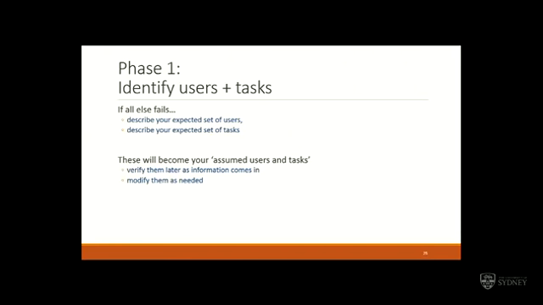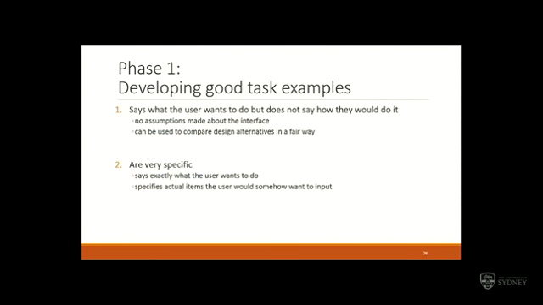So essentially, are these tasks actually what you would want to accomplish? Can you try and use our design to accomplish these tasks? And is there anything we could do better? That type of thing. So with good task examples, the first thing is you want to try and have as few assumptions about the design of your system as possible. The tasks should focus on the goals of the user, the things that the user actually wants to do, but don't specify how they would go about doing it.